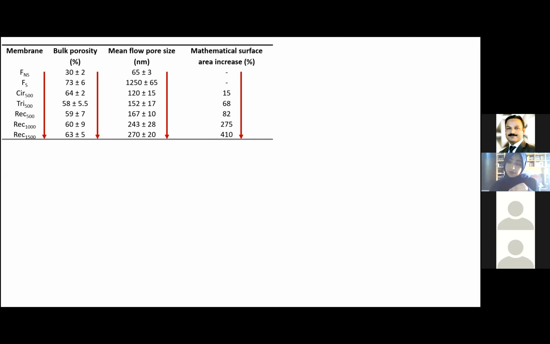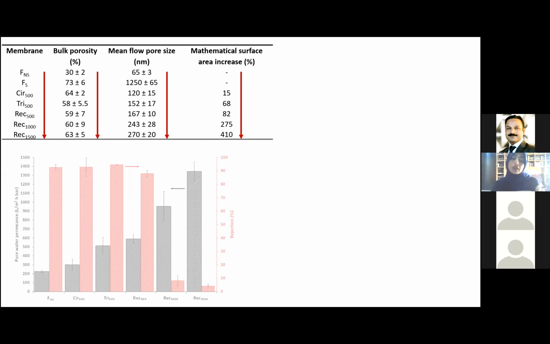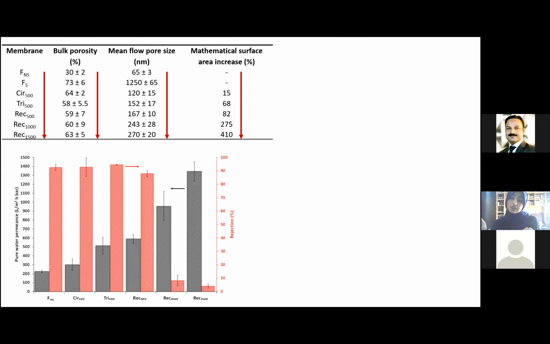And we could see exactly the same trend translated in their performance. With the increase in the surface area, the pure water permeance increased. But of course, there would be an optimum, to avoid a drastic loss in rejection. But before moving forward, we also saw this increase in the bulk porosity and pore size for the flat sprayed membranes. So these were not patterned, and the bulk porosity increased drastically, which was very intriguing.